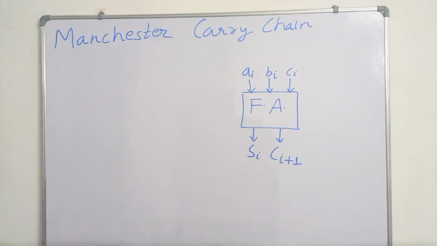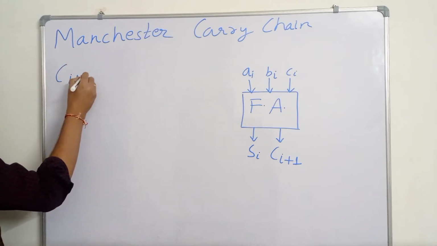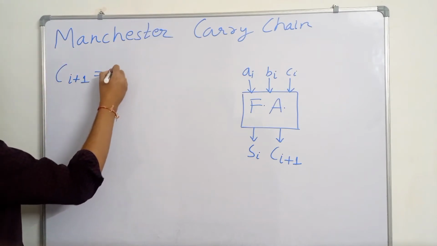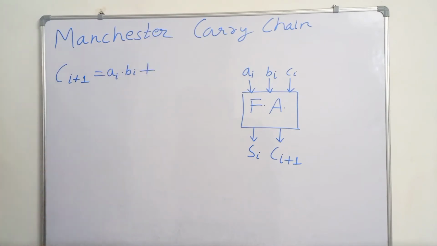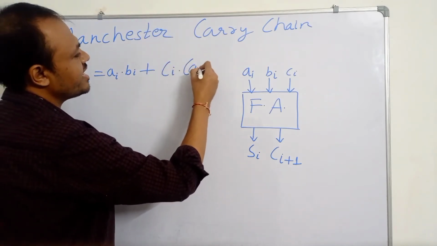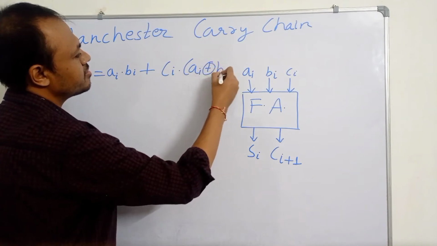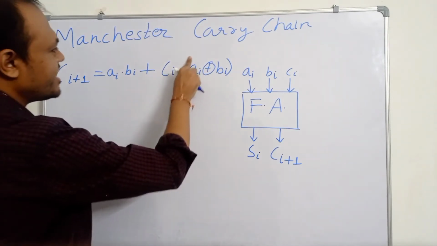So the condition for carry out to exist is Ai dot Bi plus Ci dot (Ai XOR Bi). So this is the condition that we will have a carry out.